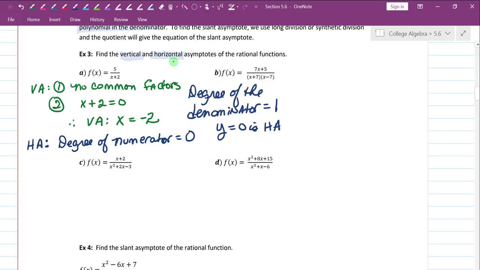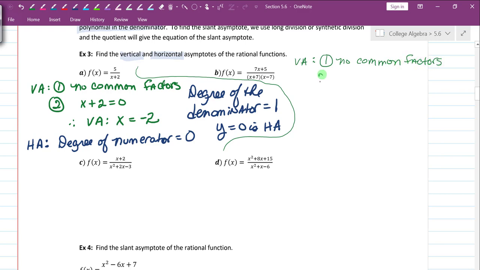For part B, again, to find the vertical asymptote, step 1, remove any common factors. Even though there's a 7 here and there's 7s down there, there is no common factor, so there's nothing to simplify out. So step 1, no common factors. And step 2, we're going to take the denominator, set the factors equal to 0 and solve.